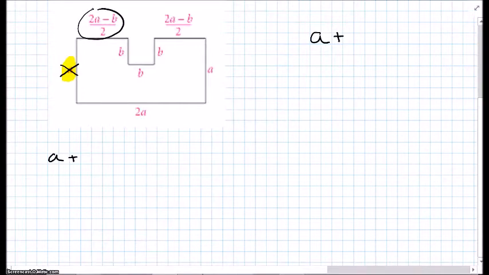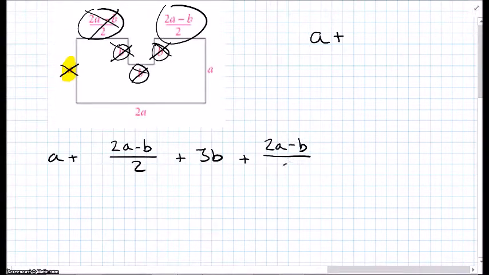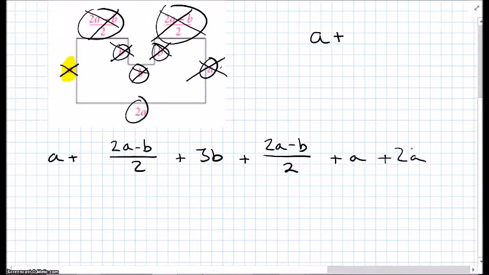So now I got 2A minus b over 2, got that written down, plus 1, 2, 3 b's, so plus 3b, plus another 2a minus b over 2, plus an a, plus 2a. All right.